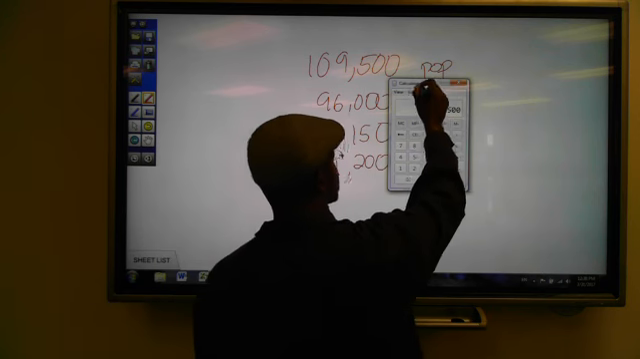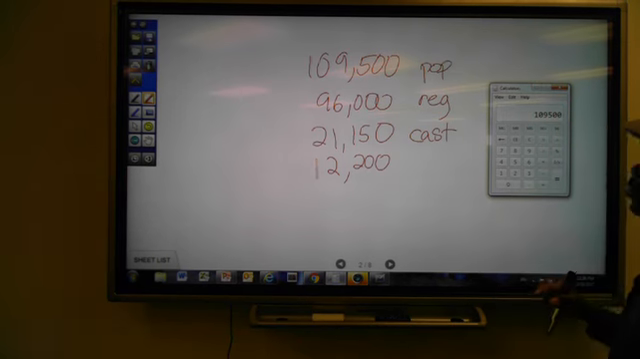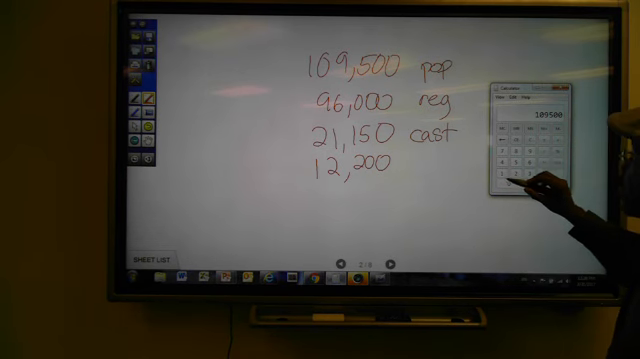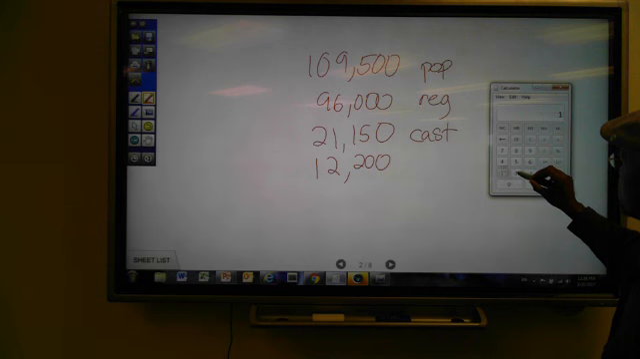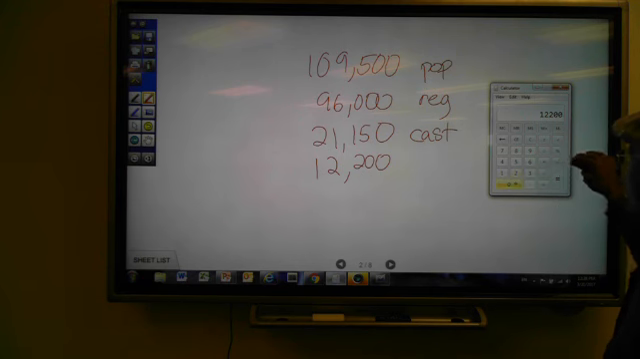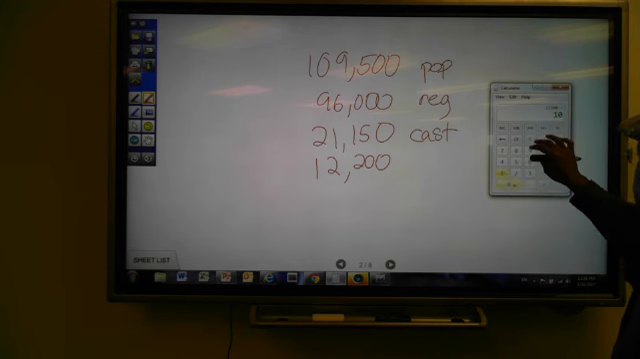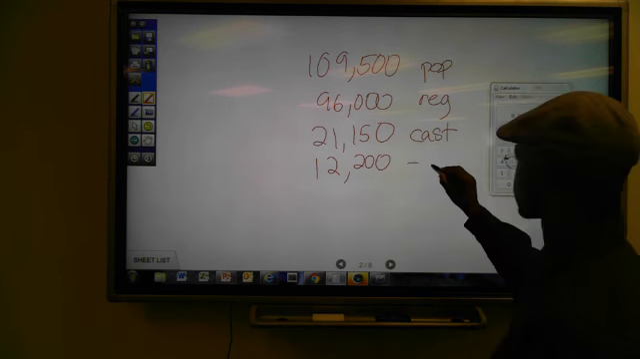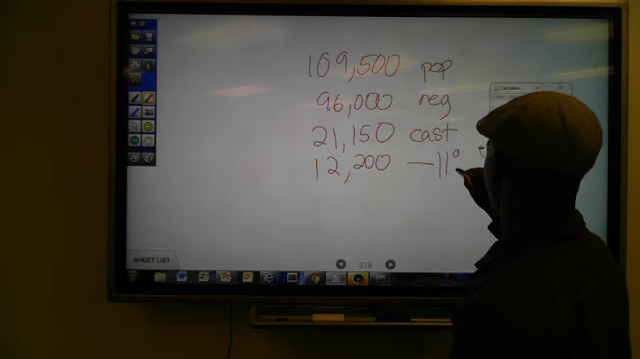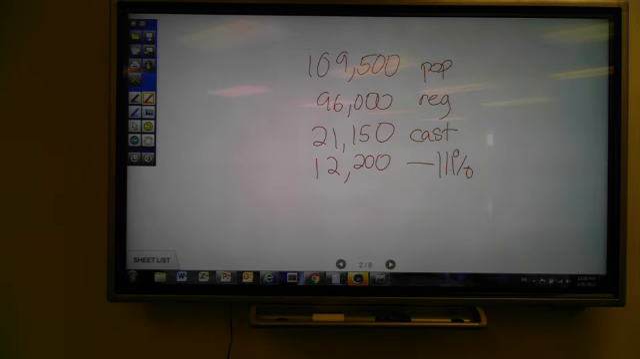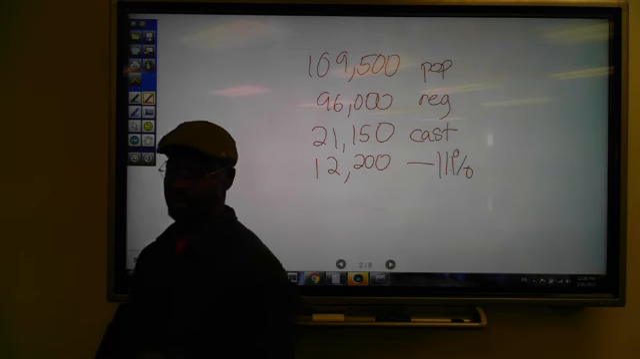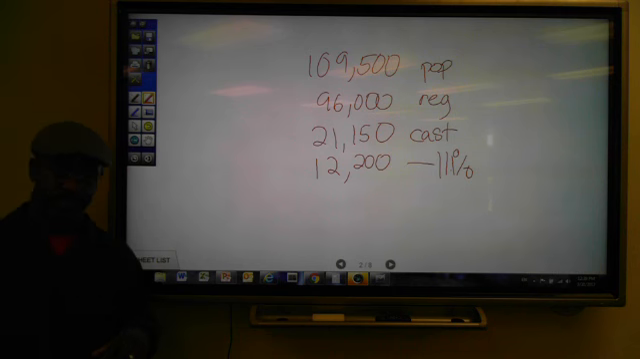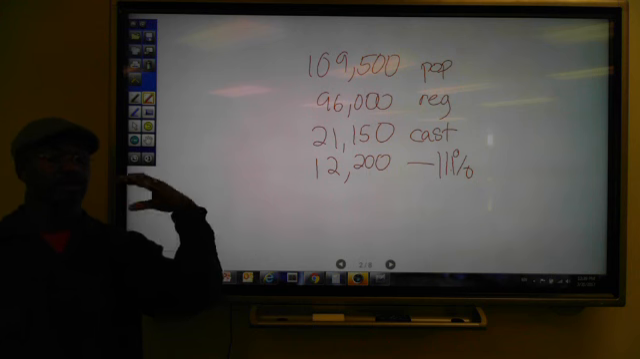Getting my handy dandy calculator over here. Let's find out what that percentage is, because this is very critical. She won 12,200 divided by 109,500. She won 11% of the vote. All right, I'll put 11.1. 11.1% of the vote is what it took for Yolanda Jones to win the Houston City Council race. That's not a lot. And really only 12,200 votes total.